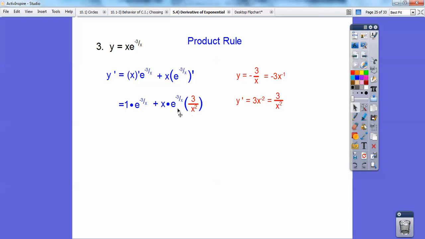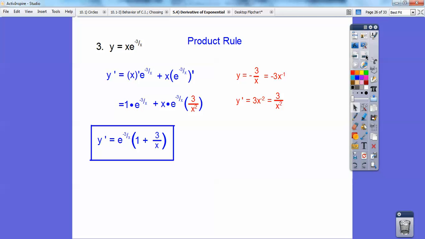All right, what I'm going to do now is GCF out the e to the power -3 over x, and I'm going to be left with 1 plus, and this x is going to cancel out one of these x's right there. So 1 plus 3 over x. Okay, see what I did? All right, and then I have something else.